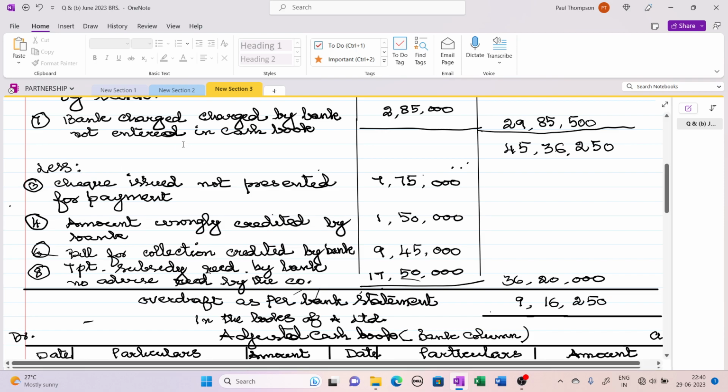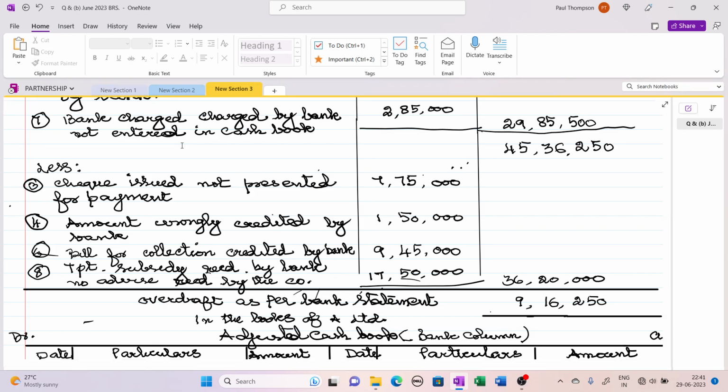Okay, so check issued but not presented, then any amount wrongly credited will reduce my overdraft in the bank statement. Any bill directly collected by bank will reduce my overdraft. Any transport subsidy by the state government given to this firm was deposited into bank, so that amount will also reduce my overdraft. So my total comes to 36,20,000.